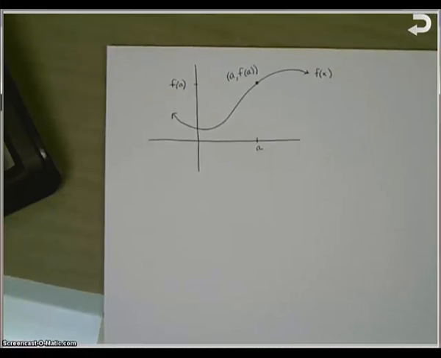Hi everybody, it's Mrs. Yake. Today I'm going to show you two different ways of calculating instantaneous rate of change, aka slope, on a given curve at a given point.